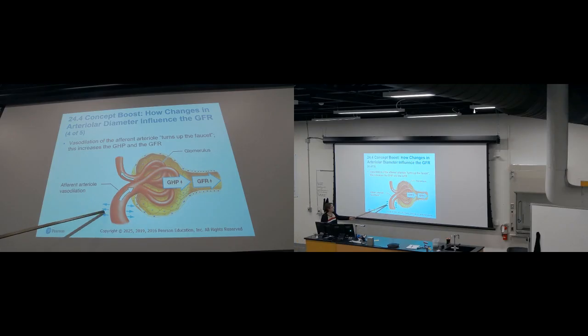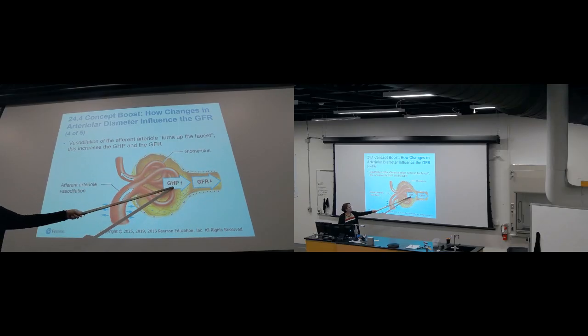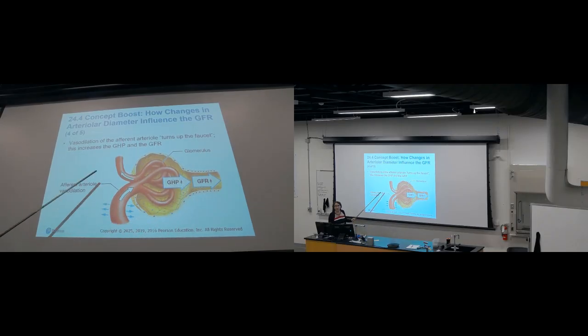And then when you have vasodilation in the afferent but no change in the efferent, that also increases your glomerular hydrostatic pressure and then the GFR. And actually it's a little bit more than the previous situation because you have more blood volume going on in there.